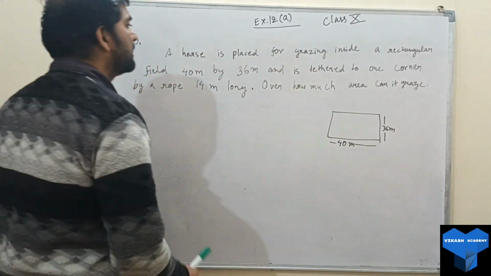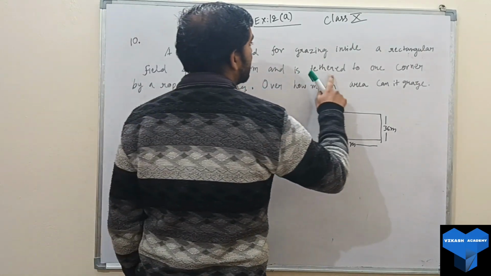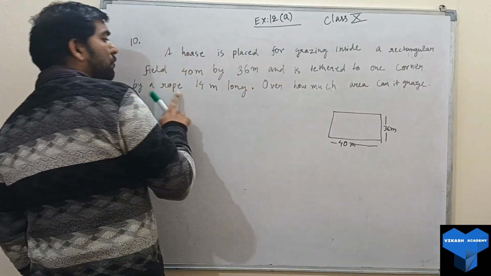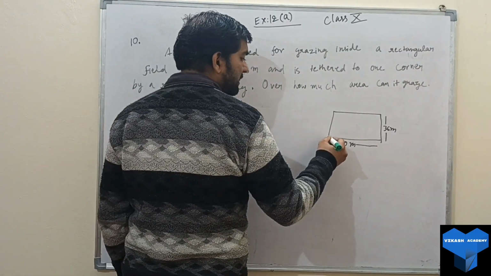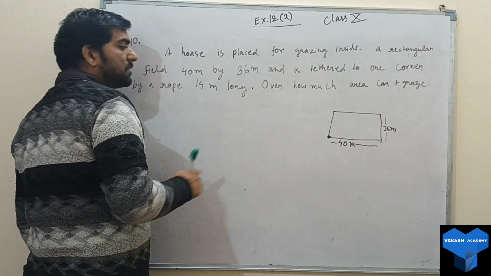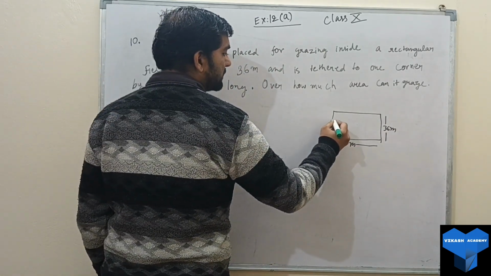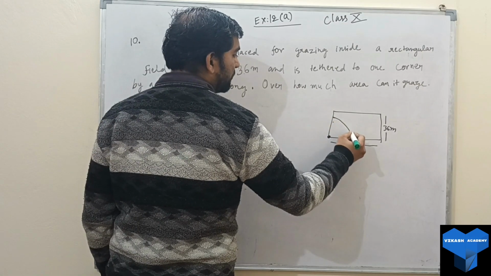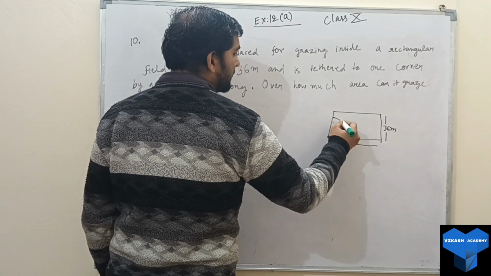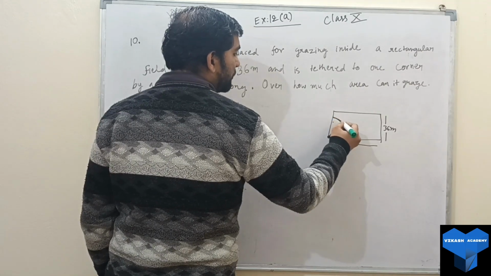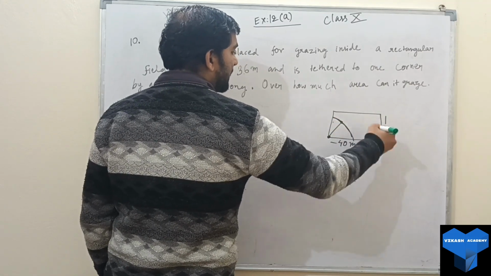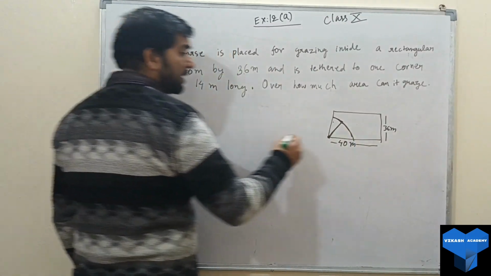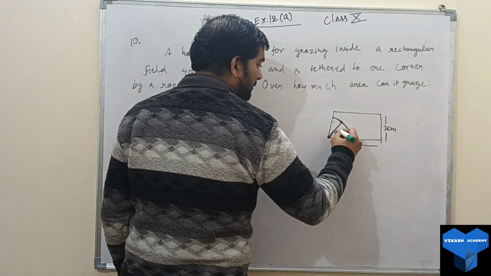Then it's given that it is tethered to one corner by a rope 14 meter long. Tethered means it's tied to this corner. Suppose our horse is here. So the horse is moving, it can move like this because there is a rope. Suppose the horse is here, it will move this side or this side. It cannot go that side because this is the rope. And the length of the rope is given as 14 meter.